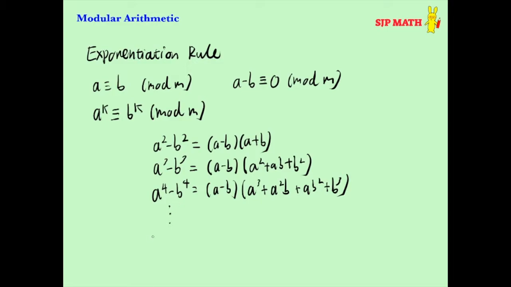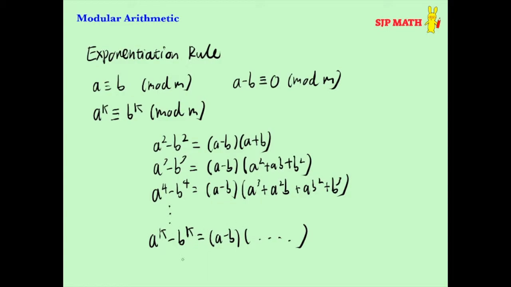And so therefore, a to the k minus b to the k, where k is a non-negative integer, would equal a minus b times some polynomial using a and b. So this expression will consist of a and b. And a and b are both integers, so this value is going to be an integer. And we know that a minus b is a multiple of m. So a multiple of m times an integer is again a multiple of m. So this entire thing is a multiple of m.